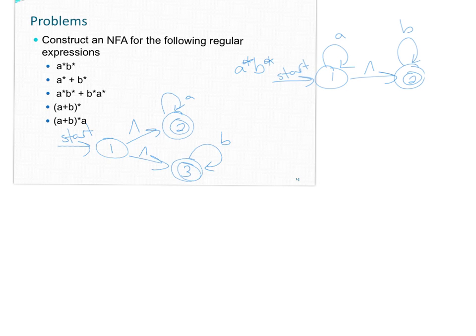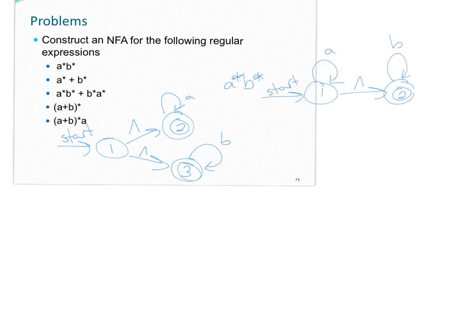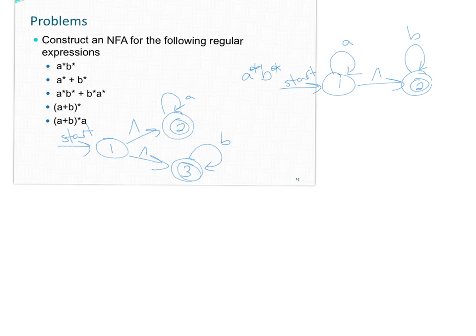Oh, and now I have A star, B star plus B star, A star. So either starts with A's and then ends with all B's, or starts with B's and ends with all A's. So actually that's going to be somewhat similar to this guy. What we're going to do, let's do it in a different color. And again, there's lots of ways to do this, but I'm just showing you kind of what seems most natural to me.